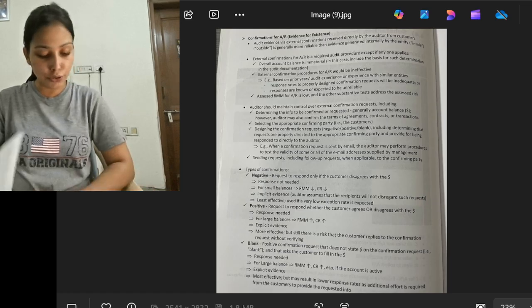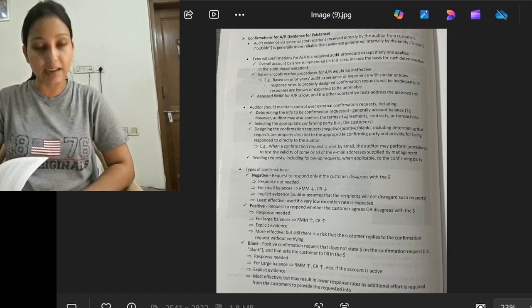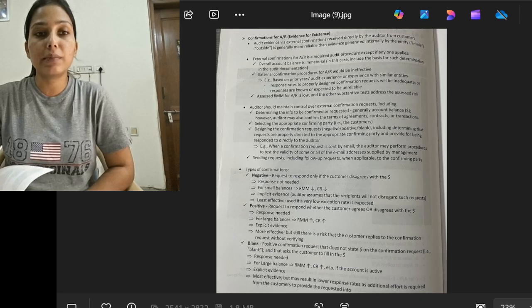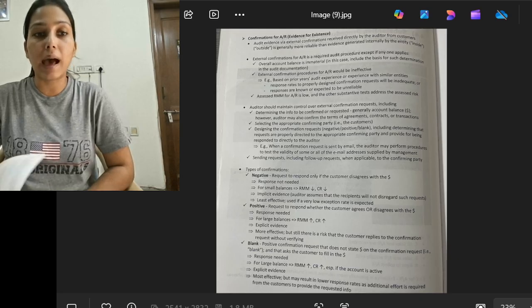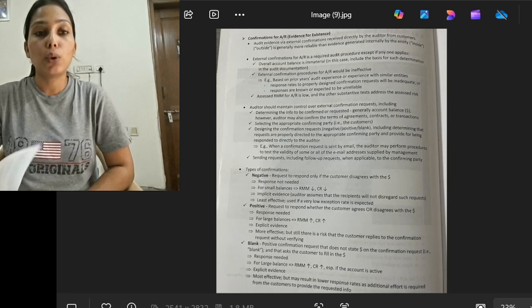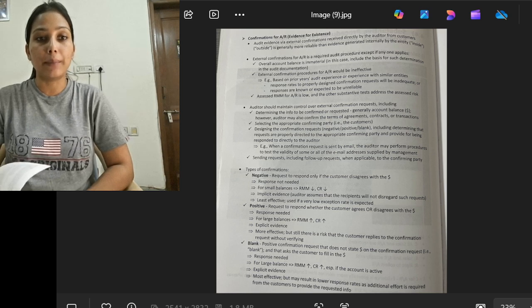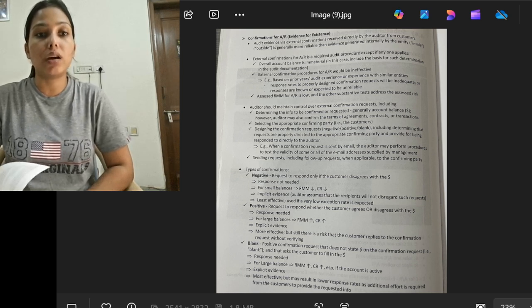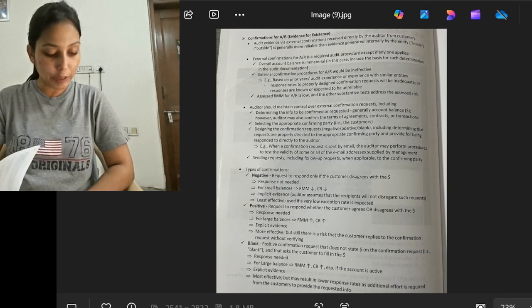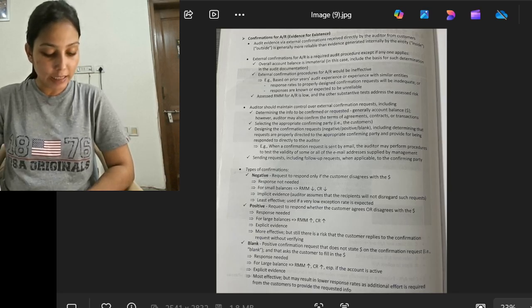Positive confirmation is the request to respond whether the customer agrees or disagrees. So positive confirmation is something where the customer has to reply, either they agree or disagree. So they are bound to reply to the auditor with the balances that they owe to the auditing entity. So here responses are needed for the large balances. It is much more effective.